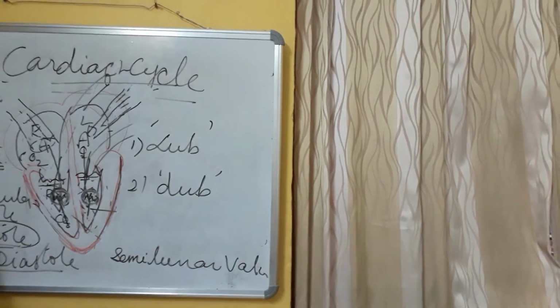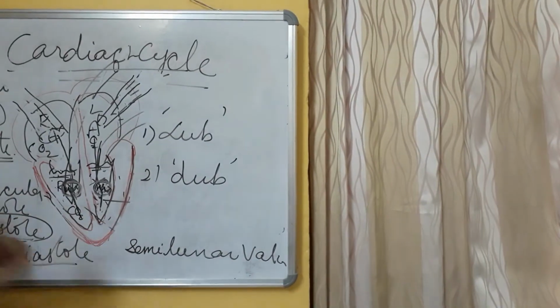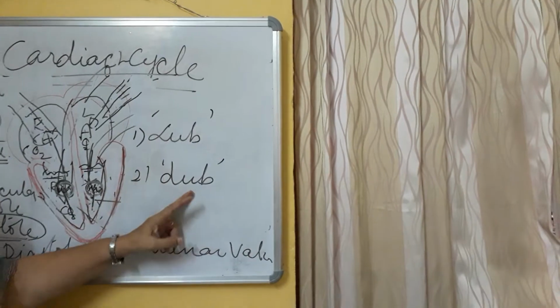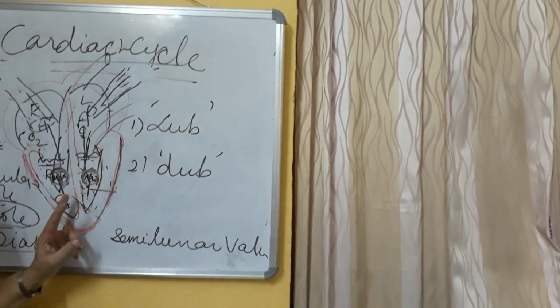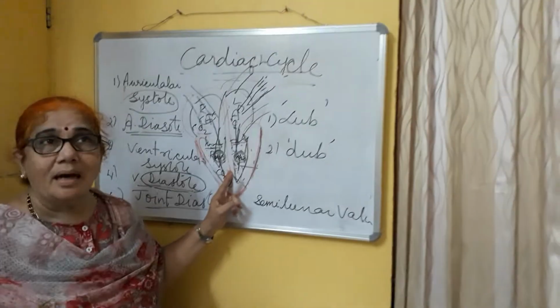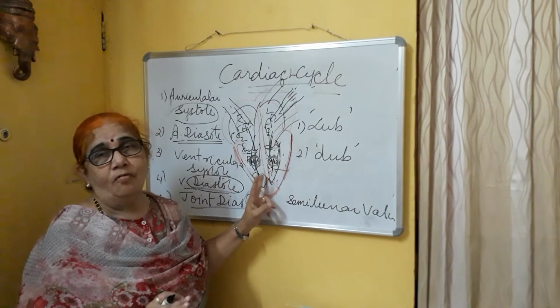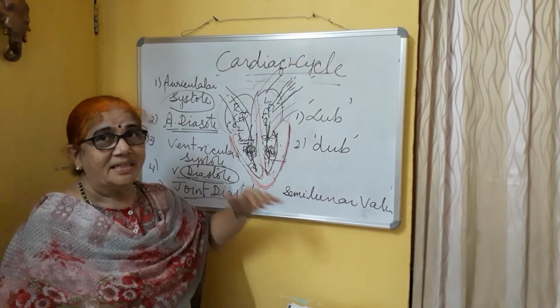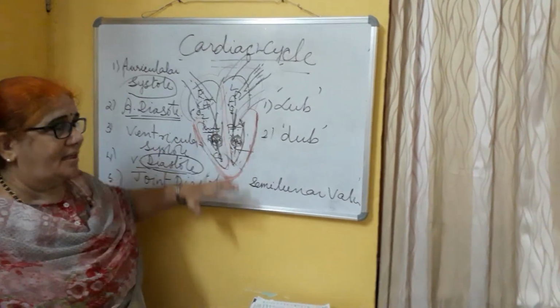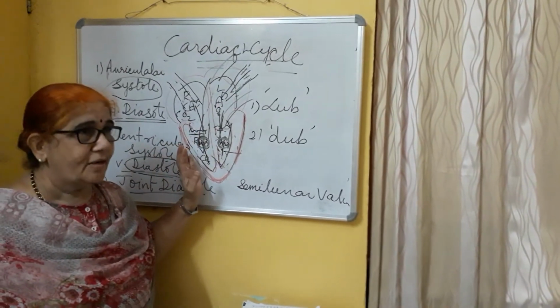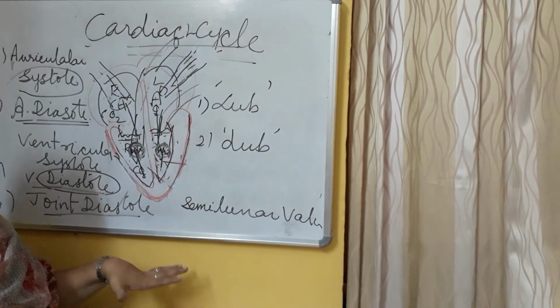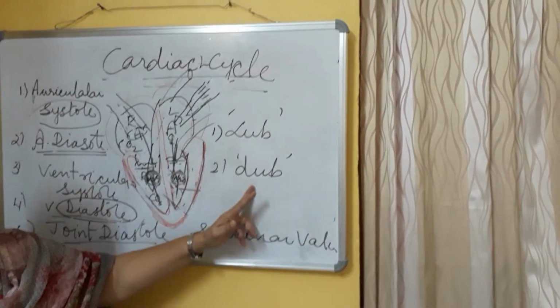So in one cycle, how many sounds will come? Two sounds. Lub and dub. Lub is made when the ventricles are in systolic condition. What valves will be closed? Cuspid valves will be closed. Second is ventricular diastole. Then what valves will be closed? The valves which are present in the arteries will be closed. That is dub.